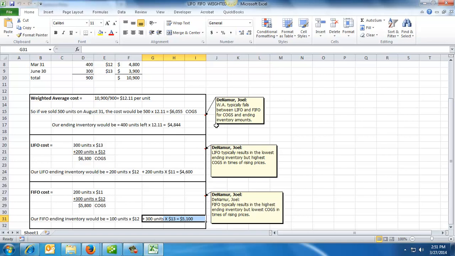So one of the advantages with weighted average is it kind of smooths out price differences and comes down the middle of these other two methods for both inventory and cost of goods sold.